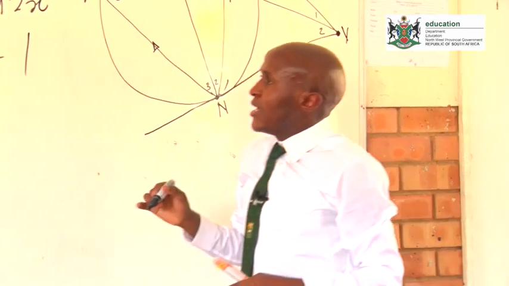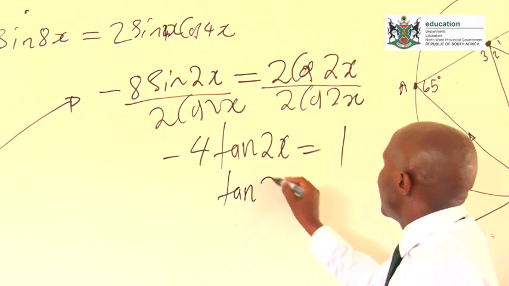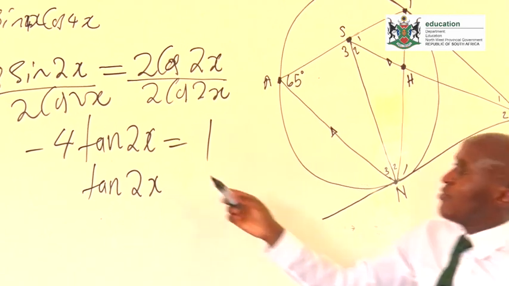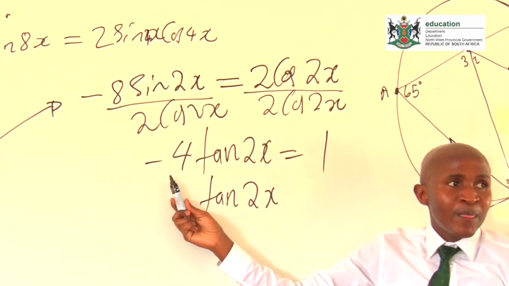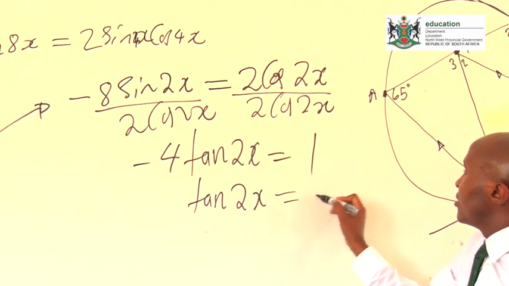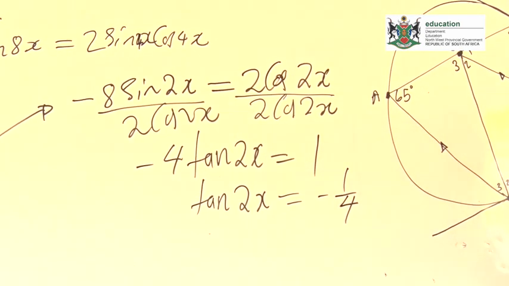Yes. Then I'll be left with tan 2x. I'm isolating tan. I have divided both sides by negative 4. Are we all following? So it's going to be negative 1 over 4. Negative 1 over 4. There you go.